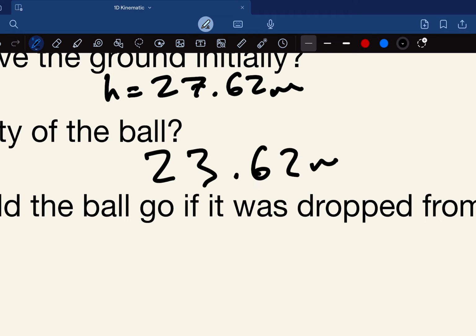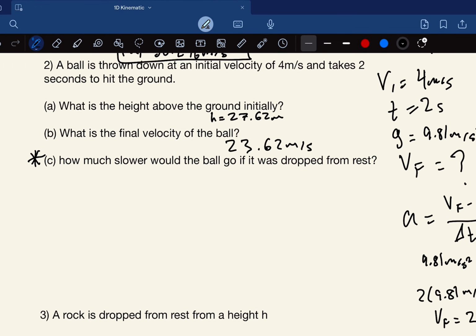How much slower would the ball be going if it was dropped from rest? The reason this question has a star around it is because I just wanted you to think about this question intuitively. So no formulas, no nothing. What do you think the answer would be? I think you're likely to get it right, but I'm going to go through the reasoning with you.